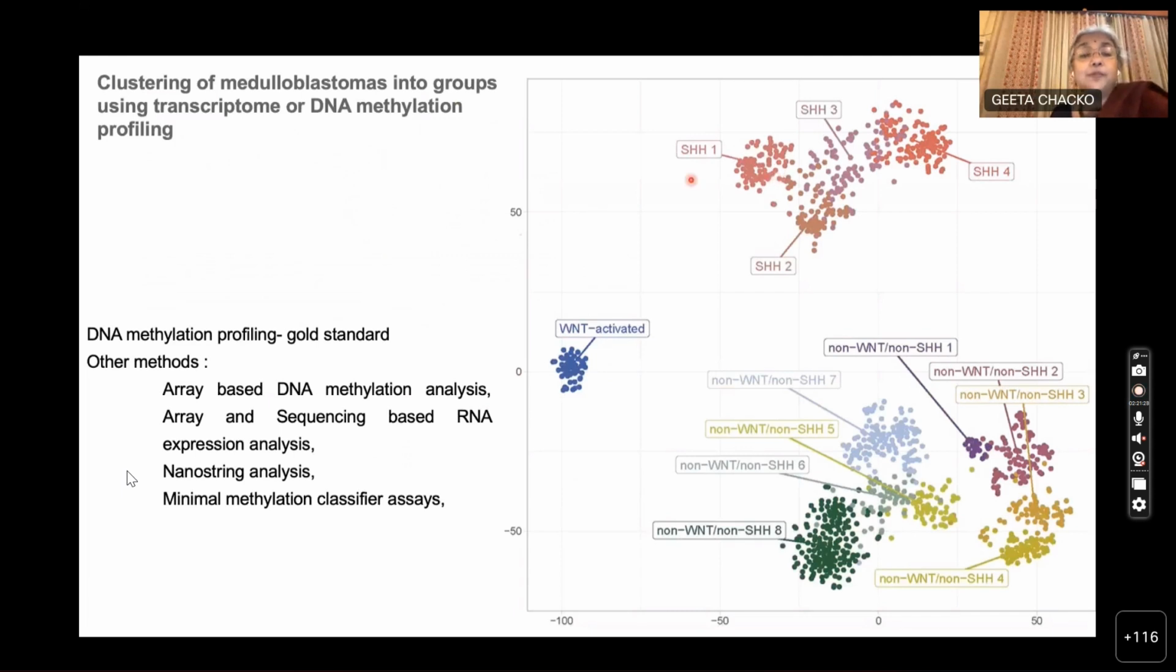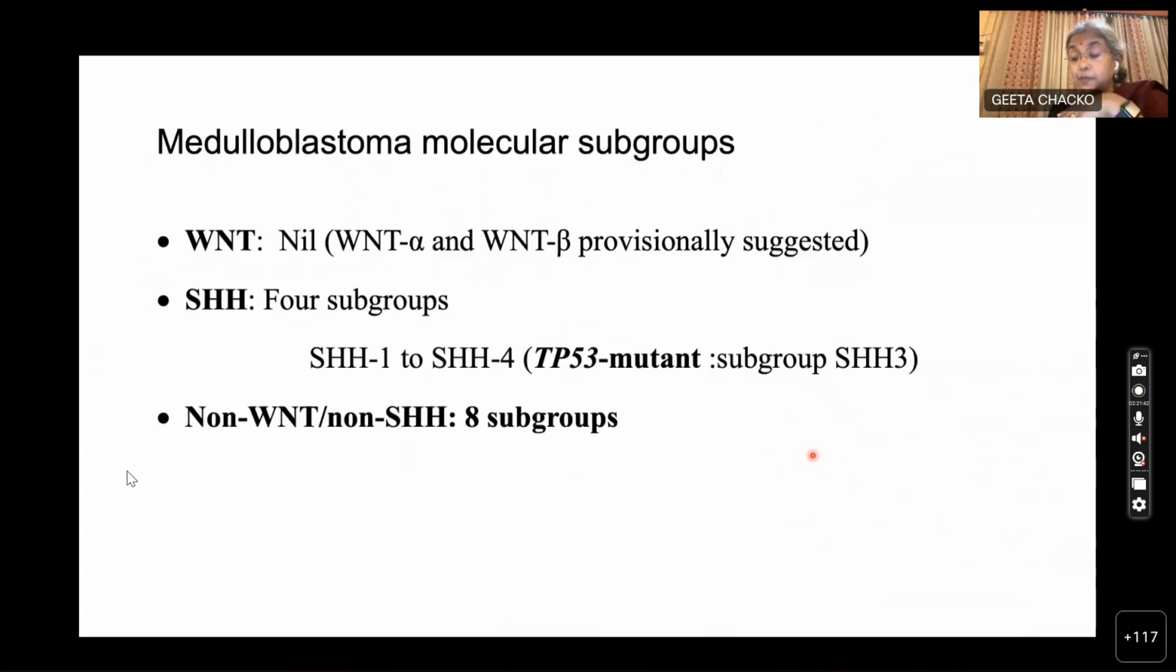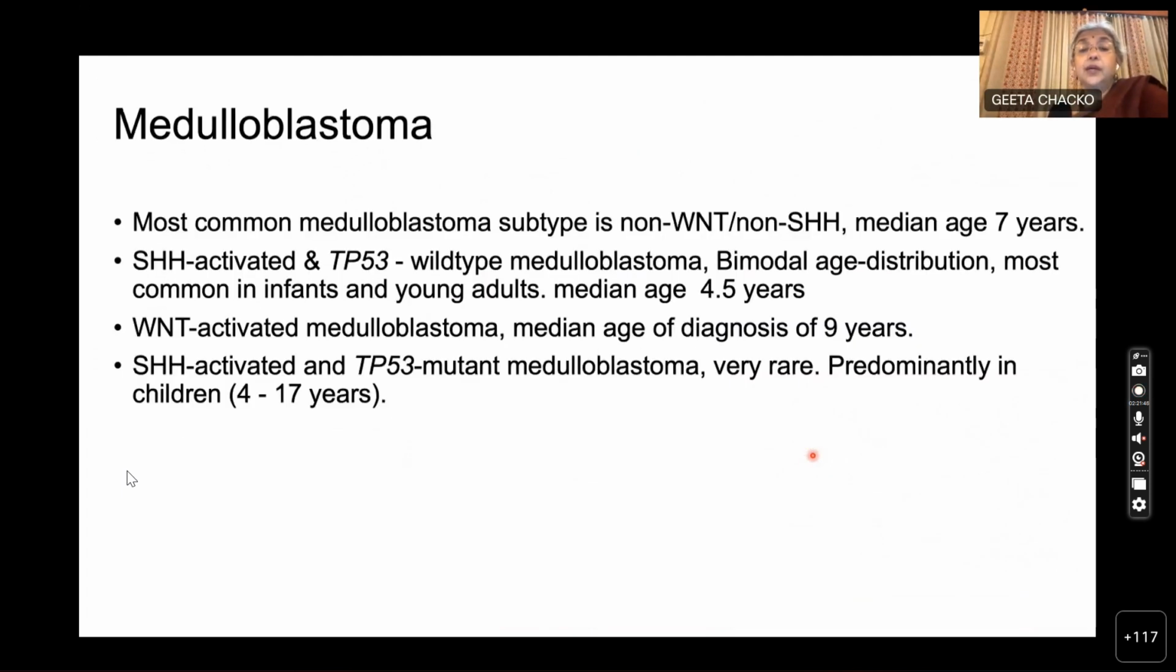Again, on methylation profiling, they are now being further subgrouped. The sonic hedgehog has 4 subgroups and so on. But the non-Wnt, non-SHH has 8 subgroups, but we won't go into this. These all correlate with prognosis in these tumors. So medulloblastomas, the most common is the non-Wnt, non-SHH, and the SHH activated, particularly the wild type, has a bimodal distribution, both in children and then in adults.